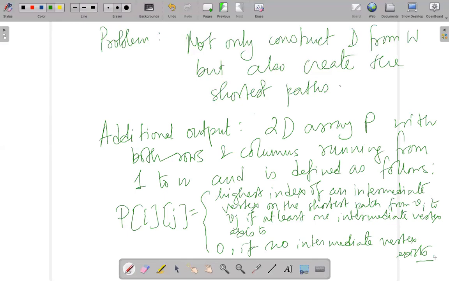You can imagine it to be kind of a path matrix where you store in every cell the highest index of an intermediate vertex, okay, in the shortest path from Vi to Vj that you have explored, in case there is at least one such intermediate vertex. If there is no such intermediate vertex between a pair of vertices, then you put this as zero. Otherwise, among all the intermediate vertices that appear on the shortest path between Vi to Vj, you put the one that has the highest index.